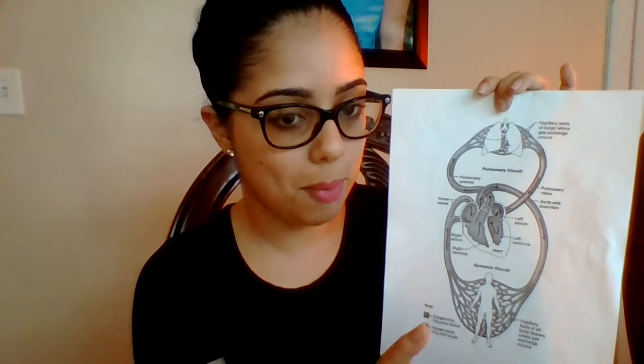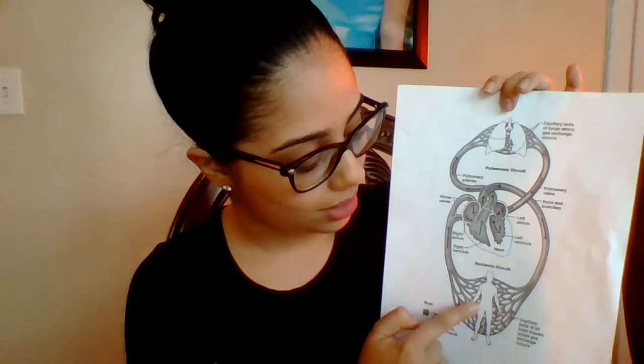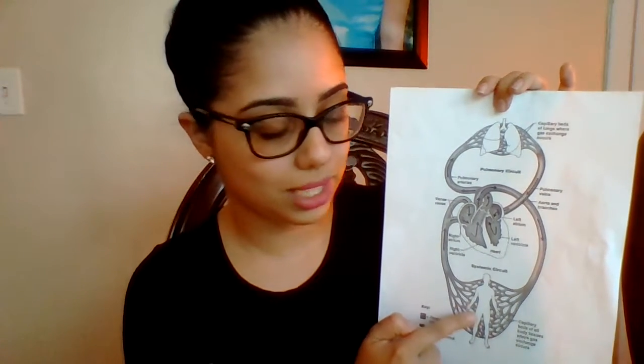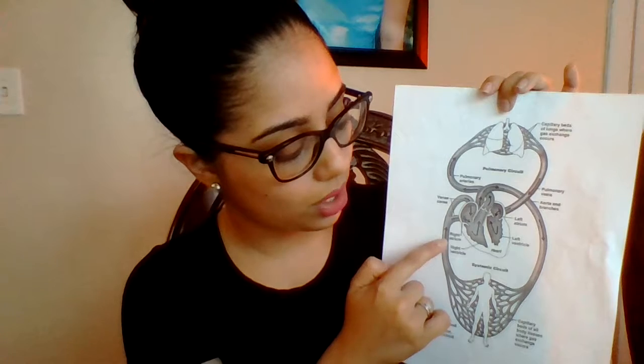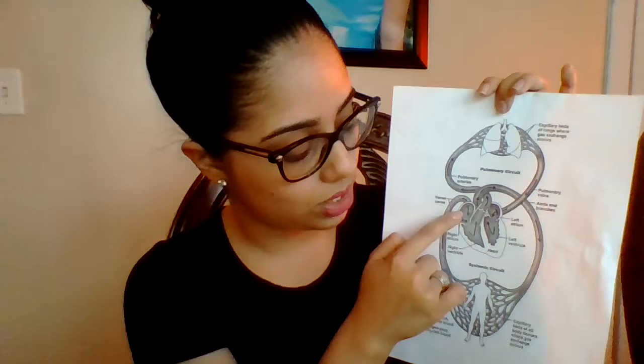The capillary beds of the systemic circuit will allow gas exchange to occur. So the blood will give off the oxygen to the body, and that blood will pick up the carbon dioxide and return it back into the heart. So the oxygen-poor blood collected from the systemic circuit will return to the heart through the vena cavas, the inferior and superior vena cava, into the right atrium. That is the basic blood flow between the heart and the two circuits.